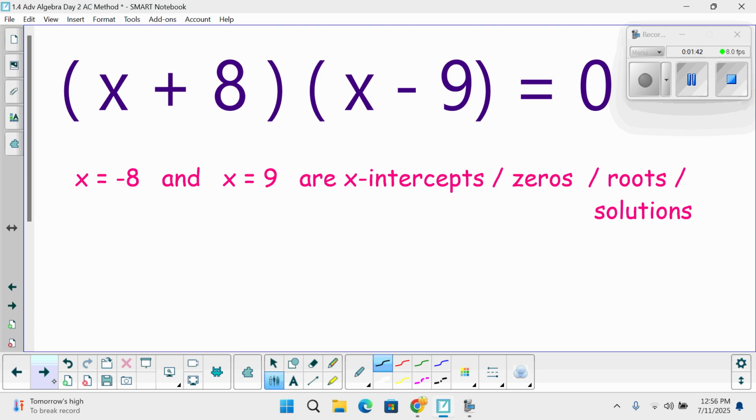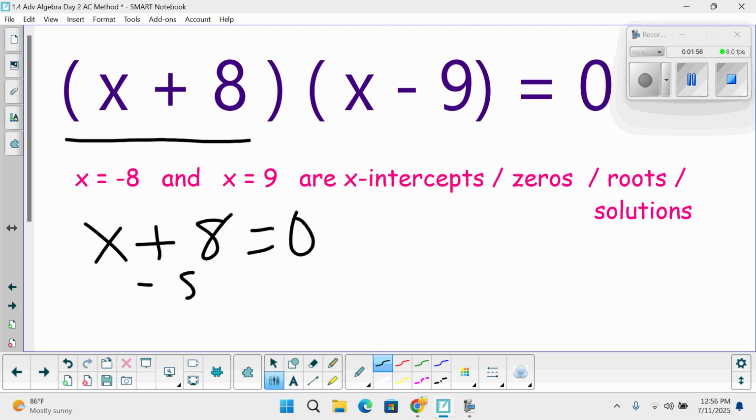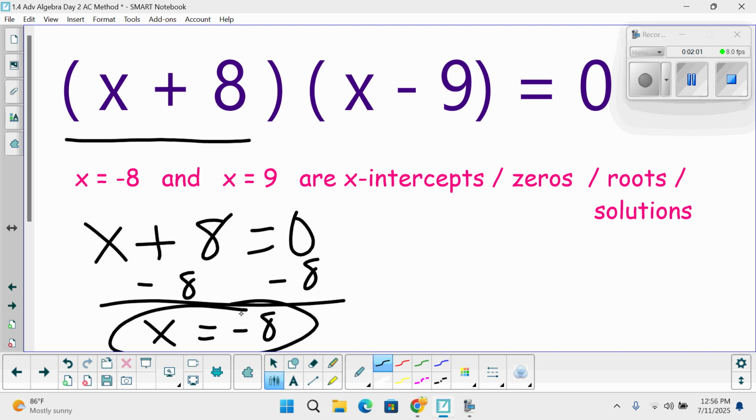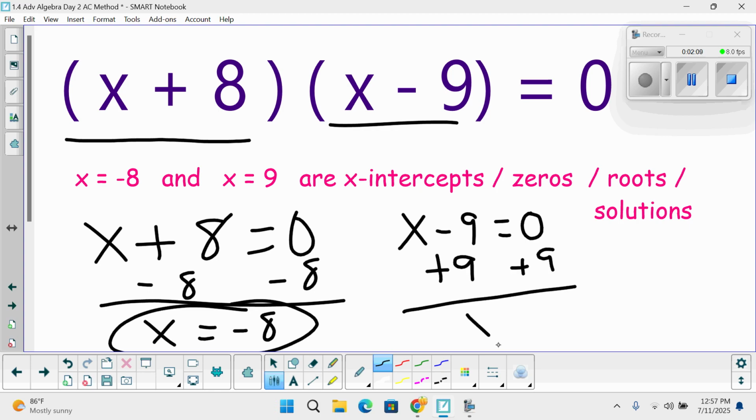So for example, if I know the binomial x plus 8 times the binomial x minus 9 would equal 0, I know either this first binomial has to be 0, and you can set it equal to 0 and solve. By subtracting 8, I do get that solution point of -8. And the same thing can happen with my second binomial. Maybe the x minus 9 is what is equal to 0. And when I add 9 to solve that, I get x equals 9. So either -8 or 9 would have to be the solutions for x for that product to equal 0, because of the zero product property.